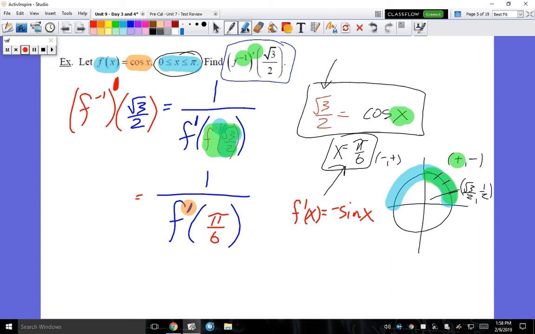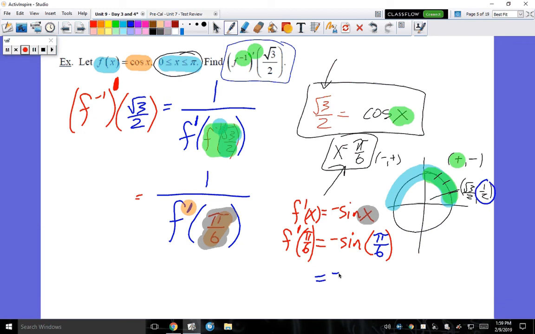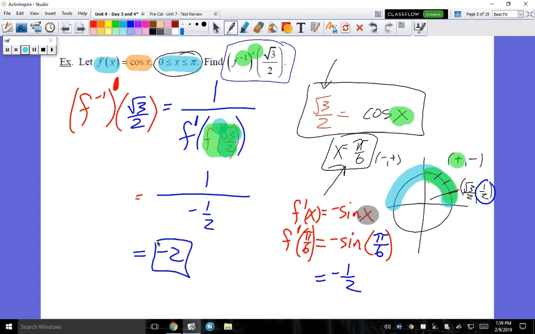Okay, so now we're going to plug in our newfound value of pi over 6 into our derivative function. So let's plug in pi over 6 and we get f prime of pi over 6. When I plug it in here, it means the sine at pi over 6 is 1/2. And it has a negative in front, so it's a negative 1/2. So all of this denominator just became that negative 1/2. So if I take the reciprocal, yes, my answer becomes negative 2.